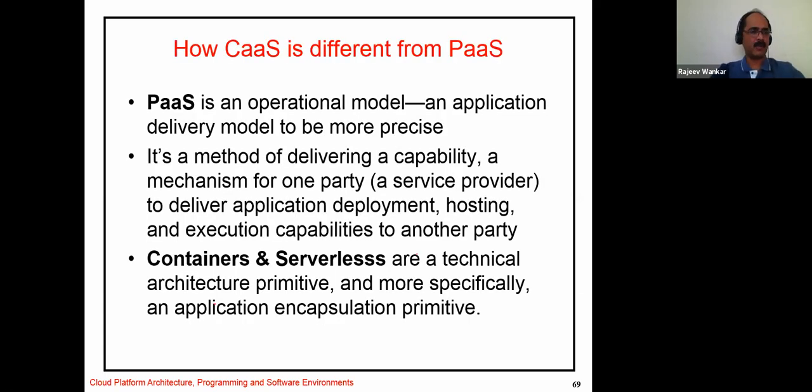Now, the question that I was talking to you about earlier: there are quite a few similarities which you saw here. We call it container as a service, CaaS, and PaaS. That looks very similar. There are many users who call them very similar, but there are certain differences here. PaaS is basically an operational model. It is an application delivery model, to be more precise. So it is basically a method for delivering capabilities. Something like, if you have seen it in service-oriented architecture, you have capabilities, and there are actors which can consume those capabilities. So it is basically a model of delivery. Platform as a service is a model of delivery, a mechanism for one party, something like a service provider, to deliver the application deployment, hosting, and execution capabilities to another party.